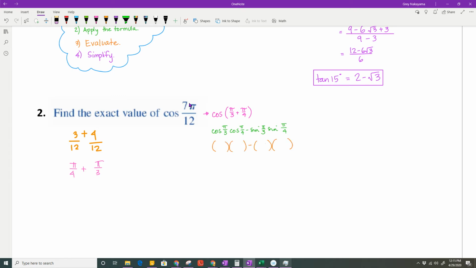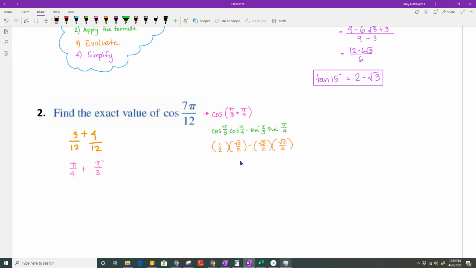So then I put my parentheses because I'm going to evaluate the cosine of pi over 3 and put it here, cosine of pi over 4. Cosine of pi over 3 is 1/2. Cosine of pi over 4, square root of 2 over 2. Sine of pi over 3, square root of 3 over 2. And the sine of pi over 4 is square root of 2 over 2.